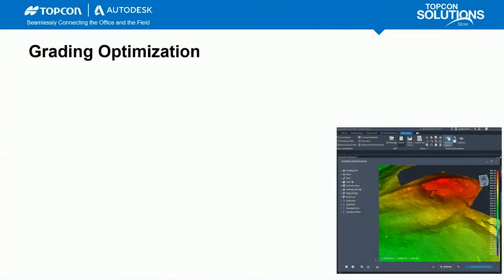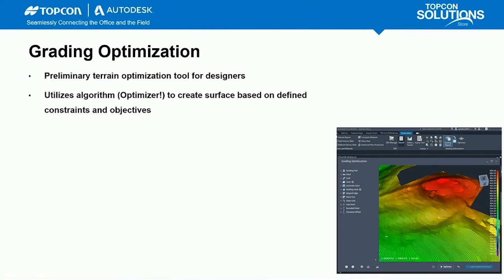So grading optimization, it's a preliminary terrain optimization tool for designers. One thing that grading optimization really helps you do is that you can start your grading designs earlier in the process. And one thing it does is it uses an algorithm called an optimizer to create surfaces based on defined constraints and objectives.